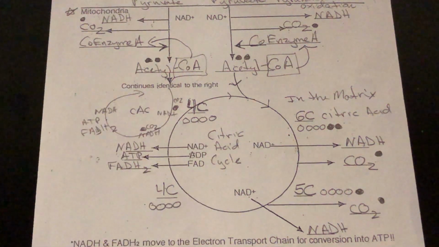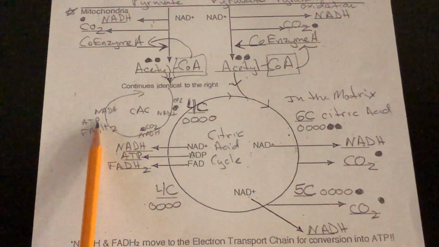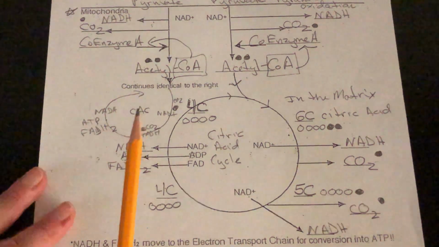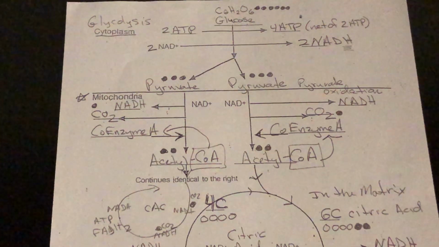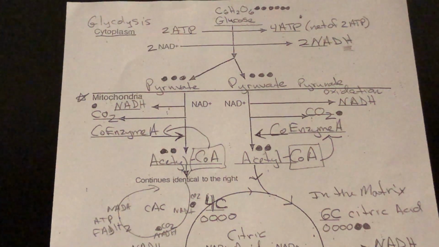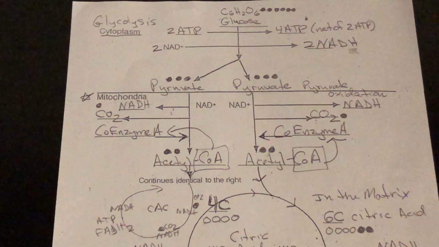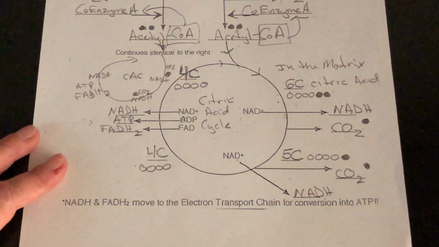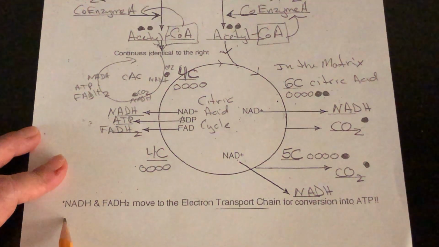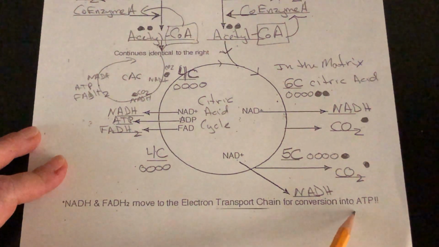And those numbers are important because right now, you've made 1 ATP here. You made 1 ATP here. That's 2. You made 2 ATP up here. That's 4. We're supposed to make 30 to 38. Yeah, 30 to 38. We've only made 4. And that's because of what's down here at the bottom. NADH and FADH2 move to the electron transport chain for conversion into ATP.